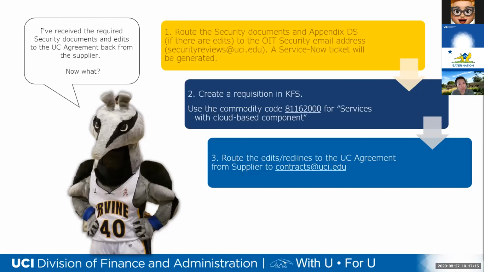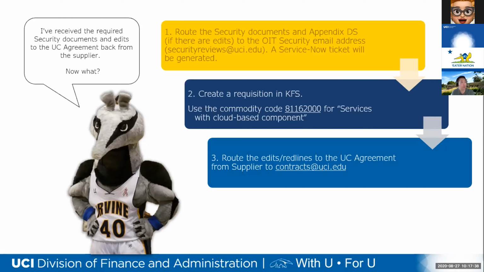Number two, we ask that you create a requisition in KFS. This will get you in line in our procurement contracts review workflow. We've had people sending us rush requests in the past and trying to bypass the existing queue of contracts that we already have in our queue to be reviewed. So please be sure to create a requisition.